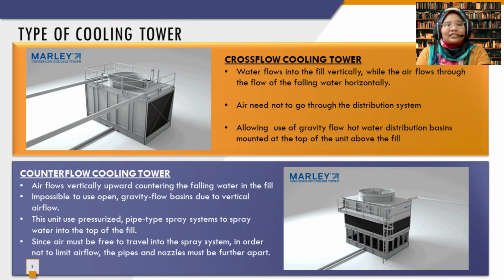Generally, in industries, cooling towers can be divided into two types, which are cross-flow cooling tower and counterflow cooling tower. The main difference between these two lies in the direction of flow of the air and water itself. In cross-flow, water flows into the fill vertically while the air flows through the falling water horizontally, while in counterflow, air flows vertically upwards, countering the falling water in the fill. Take a look at these diagrams for easier understanding.